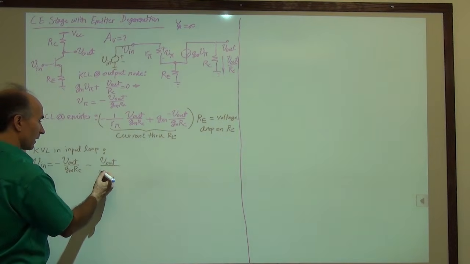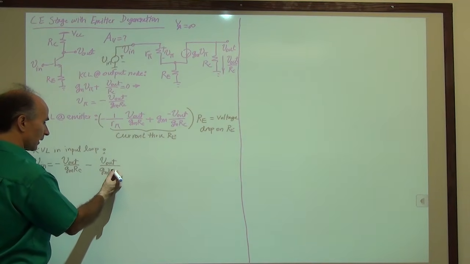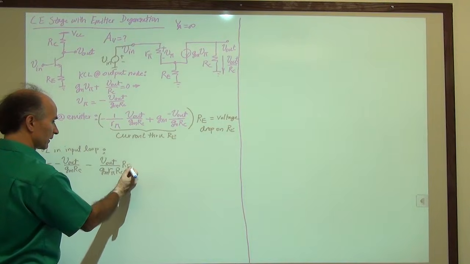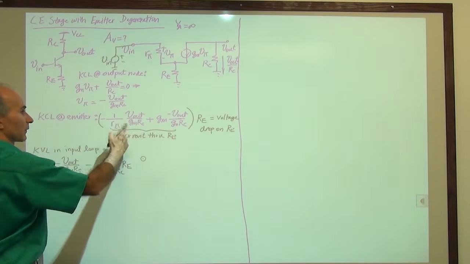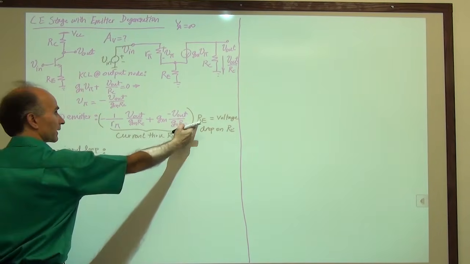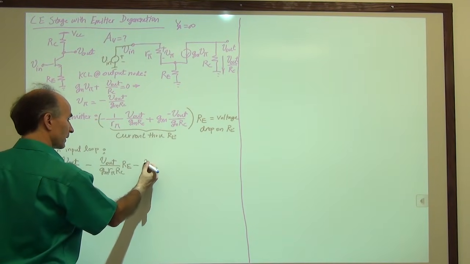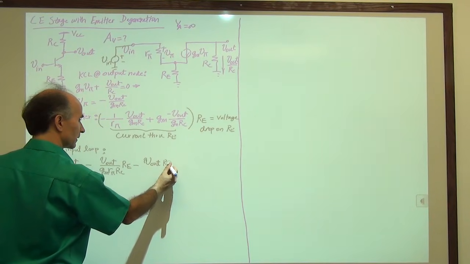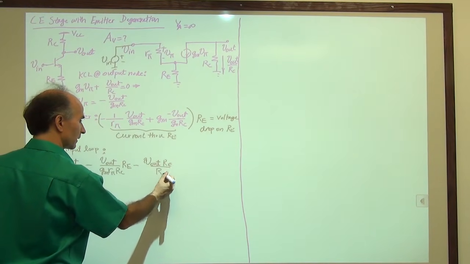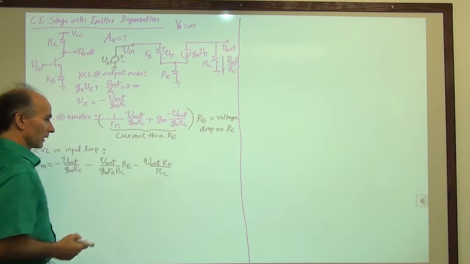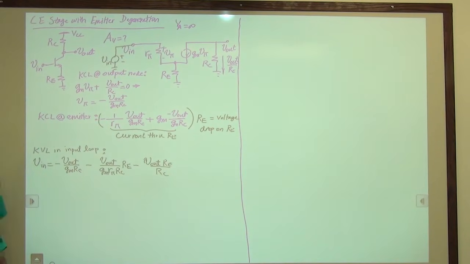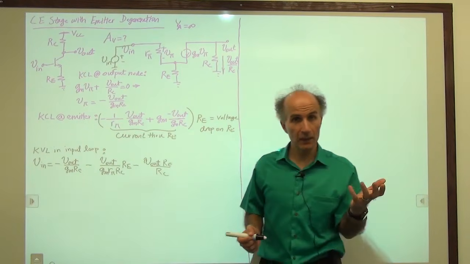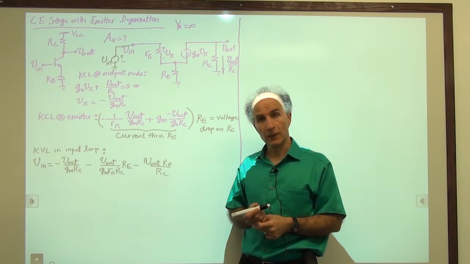over GM R pi RC times RE. So I brought this in here and merged these. And then I bring this in here. So minus V out RE over RC, because this GM and this GM crossed. Congratulations. We have found one equation in terms of V out and V in. So now we can find V out over V in.